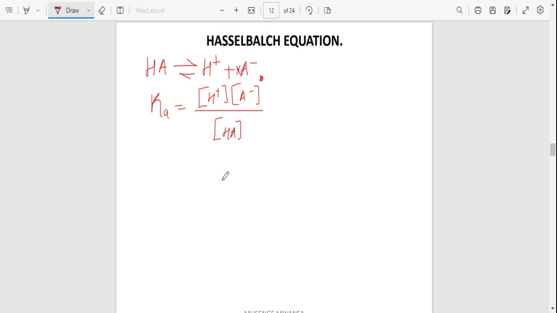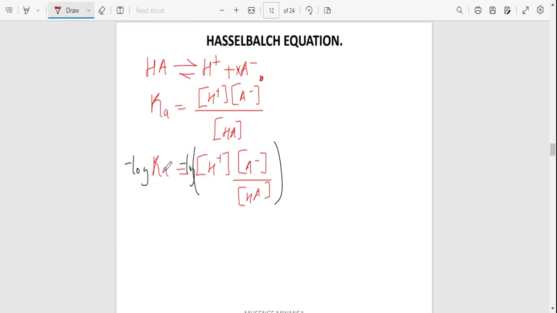Now, from here, I'm going to split these terms. So I'm going to have Ka being equal to the concentration of hydrogen ions, and then the concentration of A minus divided by HA. Okay, from here I'm going to introduce negative log on both sides. So let me have negative log this side, and then let me also put negative log this side. This is supposed to be in brackets like that.